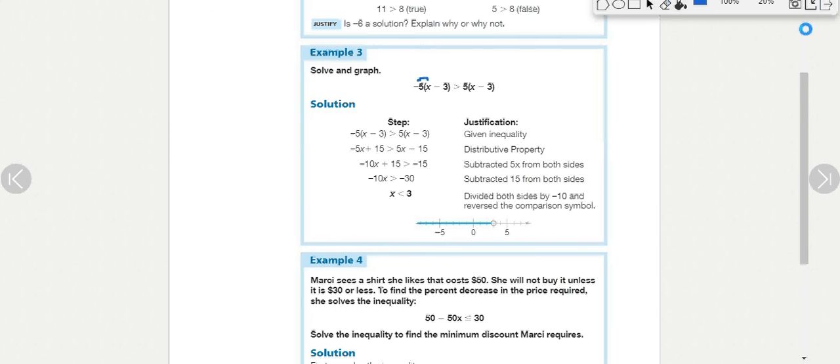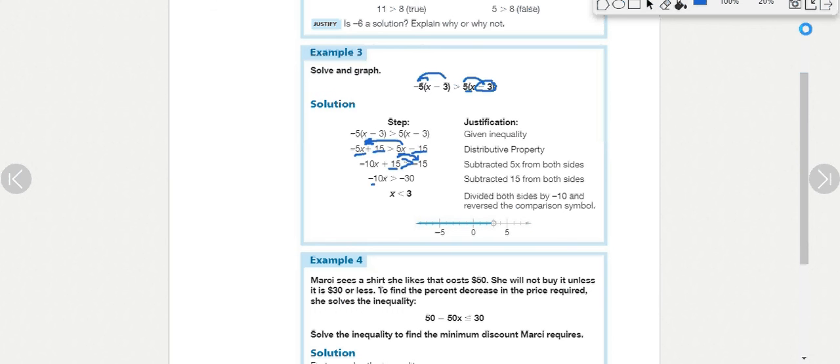First distribute: -5x plus 15, 5x minus 15. Sign's still the same. Then we move over the 5x to the left side by subtracting. Just subtracting, not multiplying or dividing. So it's still greater than. We take away the 15 from the left. Okay. Balancing the scale here.